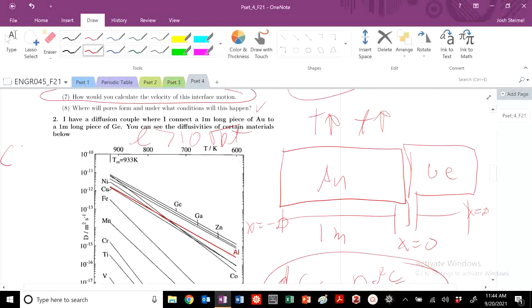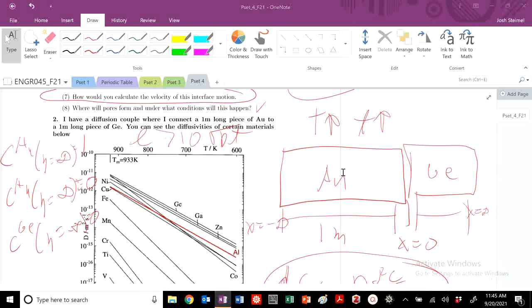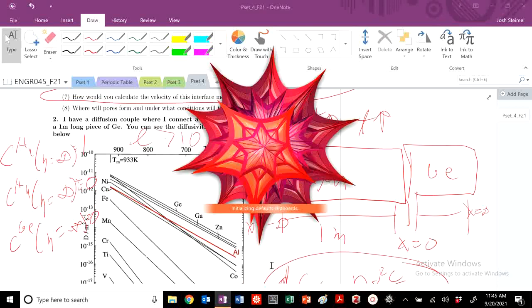So if I'm looking at the concentration of gold, I know that at eta equals minus infinity, that's just going to be equal to 1. And then for here, eta equals infinity, that's going to be equal to 0. And you can get similar expressions for germanium as well. So for germanium, eta equals minus infinity is 0, and then positive infinity is 1. But instead of writing it out like that, let's go ahead and do it right now in Mathematica.